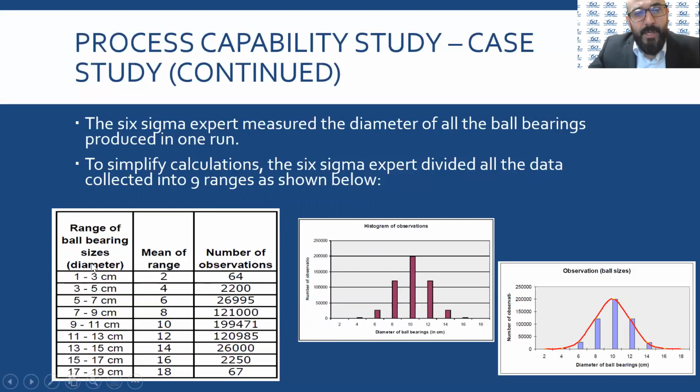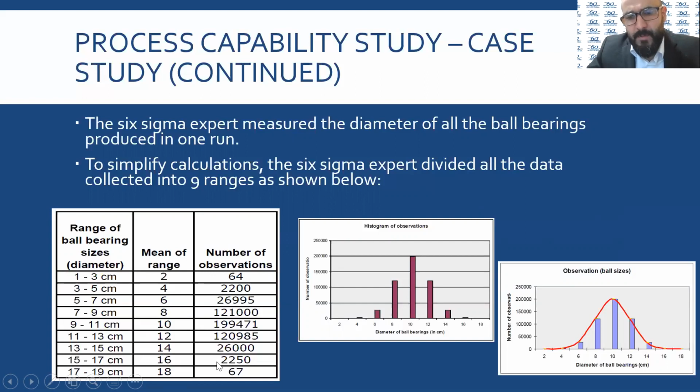So for this case, we divided this into 9 categories. As you see, from 1 to 3 centimeters, from 3 to 5, 5 to 7, 7 to 9, 9 to 11, etc. And then they found the number of observations. So there are 64 bearings ranging between 1 to 3 centimeters. You could put the average for the range, but this is not important. We're looking into the observation.